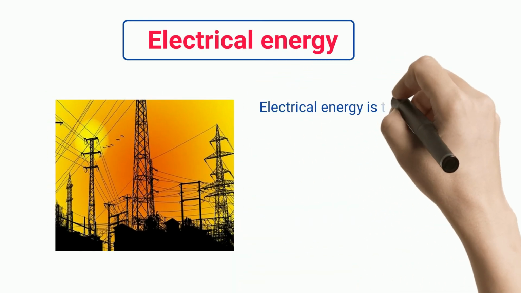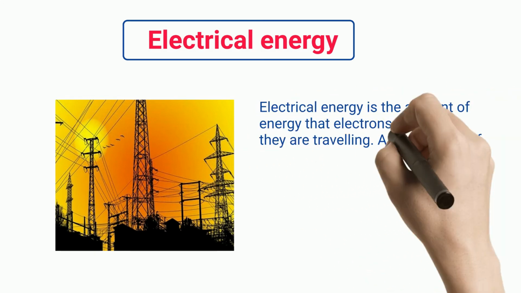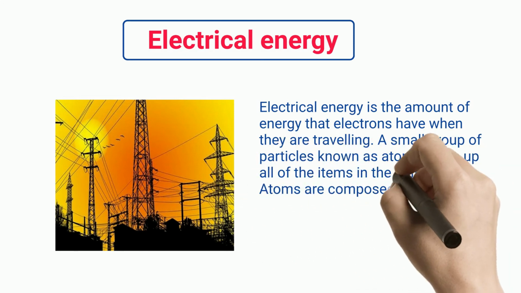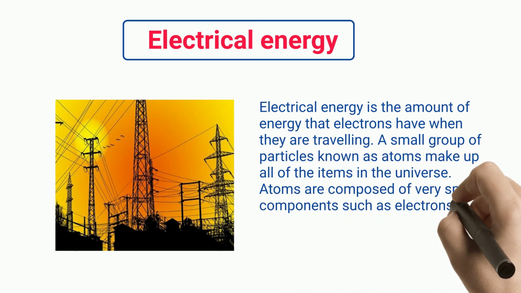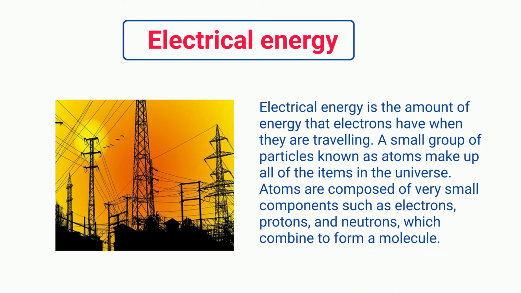Electrical energy. Electrical energy is the amount of energy that electrons have when they are traveling. A small group of particles known as atoms make up all of the items in the universe. Atoms are composed of very small components such as electrons, protons, and neutrons, which combine to form a molecule.